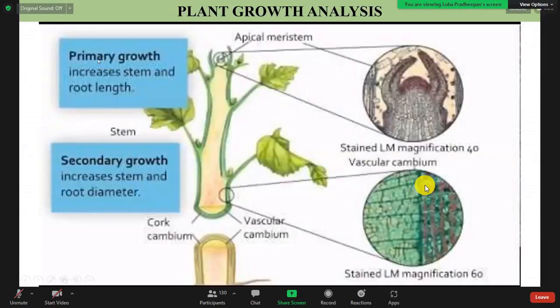This picture shows the primary growth and the secondary growth. In primary growth, stem and root length increase. Along the axis, the length is increasing. That is primary growth. Here, in secondary growth, stem and root diameter increase. It increases sidewise. That is secondary growth.